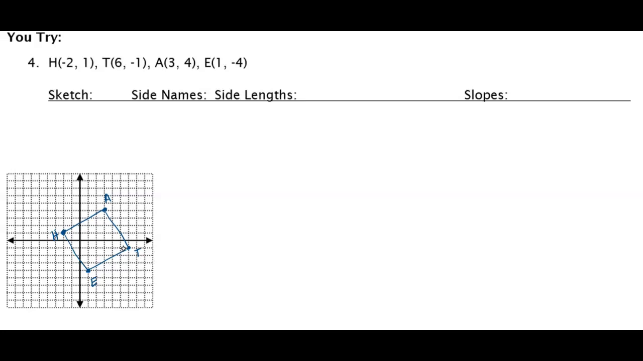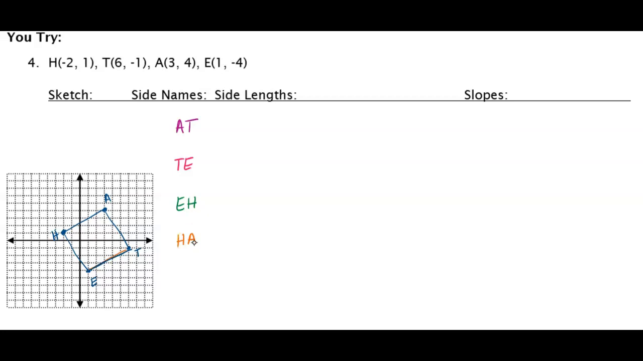All right, so let's talk about the side names. There are 4 of them. I'm going to start with AT. The next one I would say would be TE. Then EH, and finally HA. And this one turned orange on me.